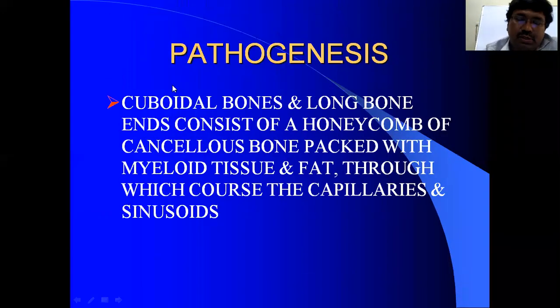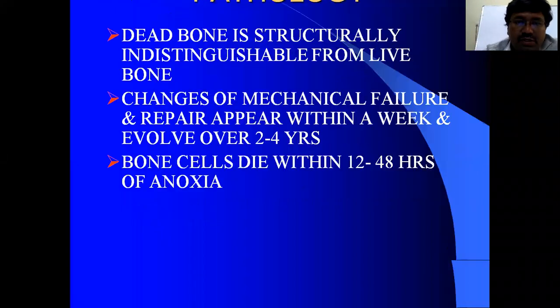So next is the pathogenesis of the avascular changes. Cuboidal bones and long bone ends have a honeycomb of cancellous bone packed with myeloid tissue and fat, through which the capillaries and the sinusoids run. So once this honeycomb of cancellous bone is packed with Gaucher type of cells, they interrupt the oxygen exchange, and thus they cause avascular changes.